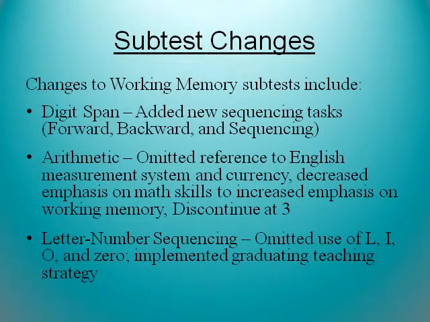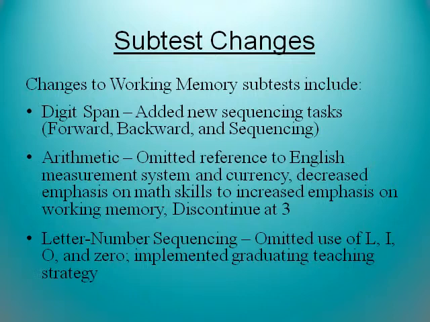The next new one that they have in here, this changes to the working memory subtests include digit span. They added a new thing to digit span. It used to be just digit span forward and digit span backwards. Now they have digit span sequencing. Yeah, which is fun. Arithmetic, they omitted reference to English measurement system, and you can now discontinue at 3.